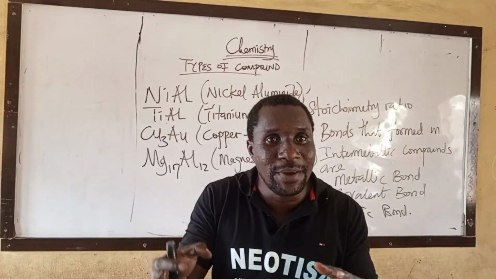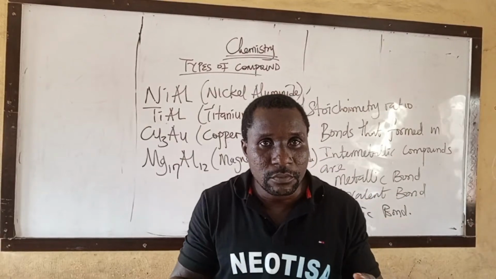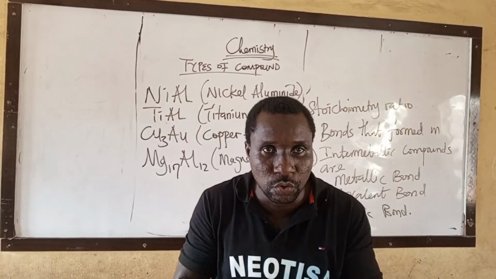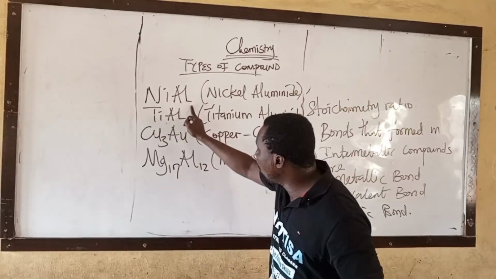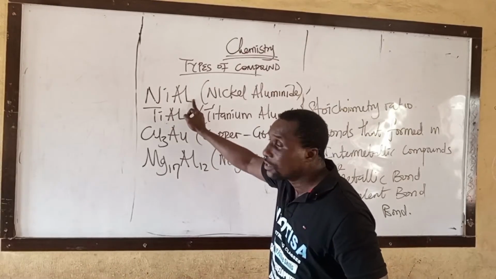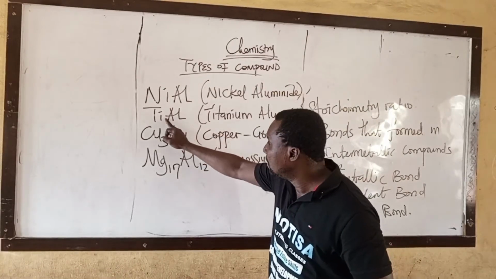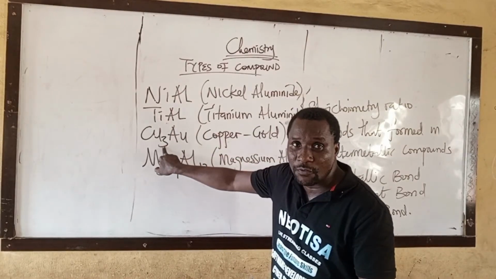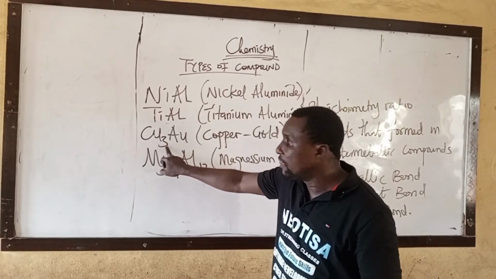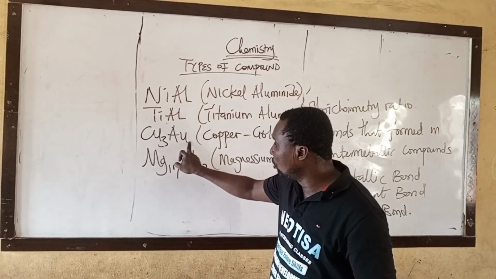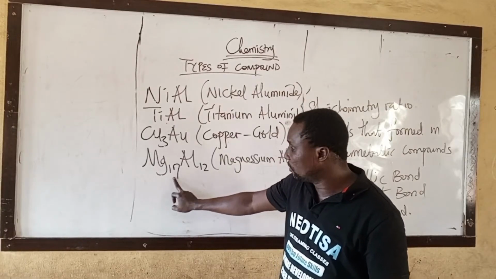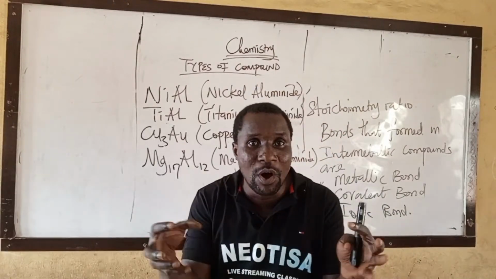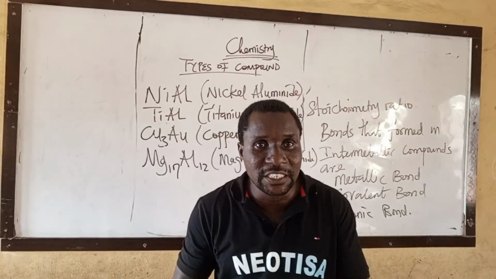An intermetallic compound is a combination of two or more metals combined in a fixed ratio. Can you see 1:1? Nickel is 1:1 with aluminium. Titanium is 1:1 with aluminium. Copper to aluminium is 3:1. Gold is 3:1. Magnesium to aluminium is 17 to 12. They combine in a fixed ratio. That is an intermetallic compound.